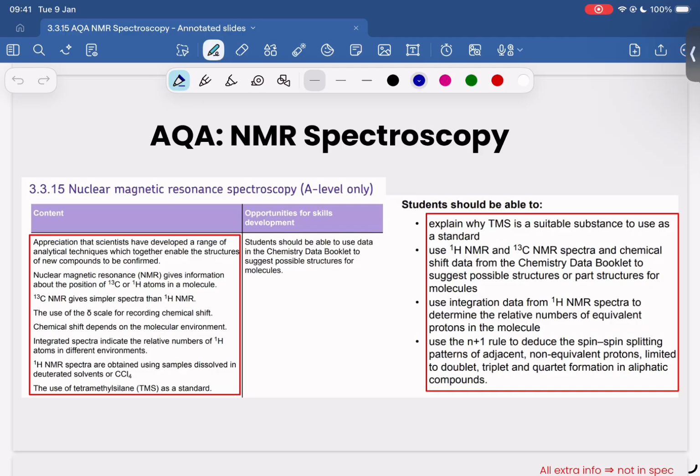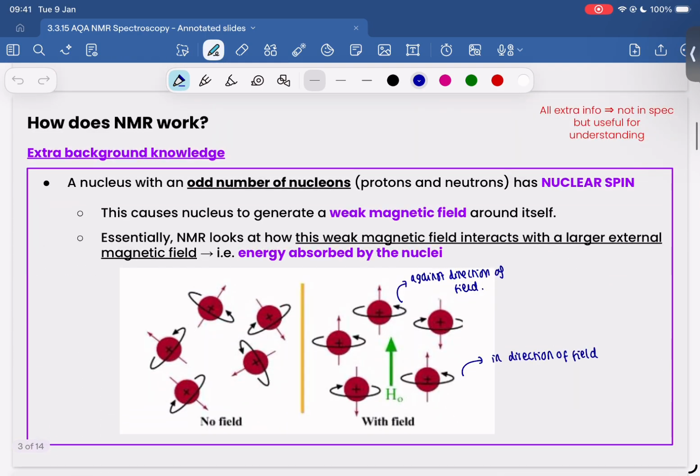Okay, so just moving very swiftly on. How does NMR work? We're going to cover a bit of the theory. Just to really clarify, all of this on this slide is extra information. This is not on the spec, but I think it's really useful to understand because it helps you to conceptualize what we're looking for in the spectrum and why we are looking for specific things in the spectrum as well.